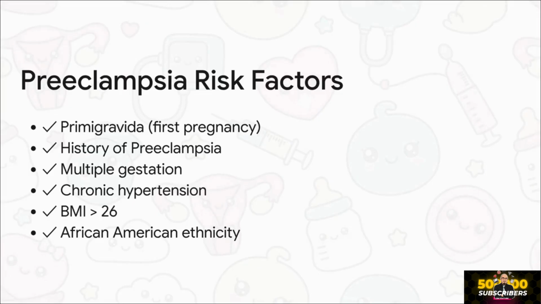And there you have it, the answers. Do you notice a theme here? It's all about things that put extra stress on the body's vascular system. A first pregnancy, having a history of it, carrying twins or more, chronic high blood pressure. All of these are major risk factors. Knowing this stuff helps you spot those at-risk patients early on.